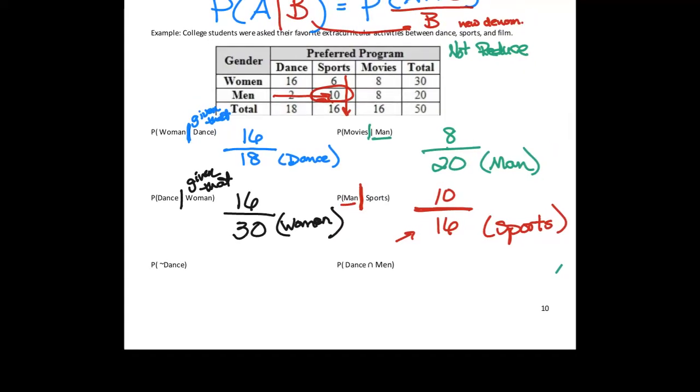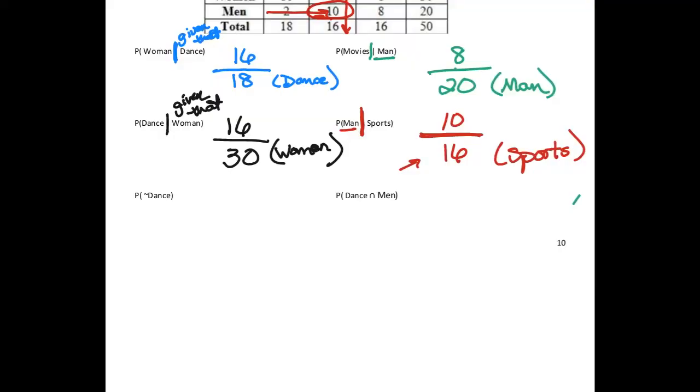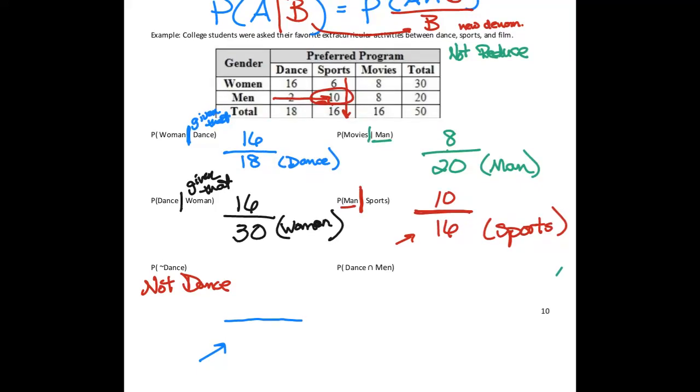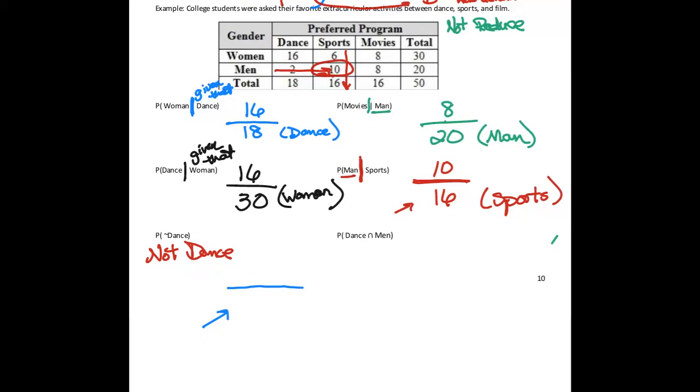All right. Now, take a look at this one. Is there a conditional vertical line here for the probability of not liking to dance? Is there a vertical line there? There is no vertical line. So what should I go back to being my bottom denominator here? 50. Yes, because there is not a condition. Now it goes back to the total. So this is regular old probability.